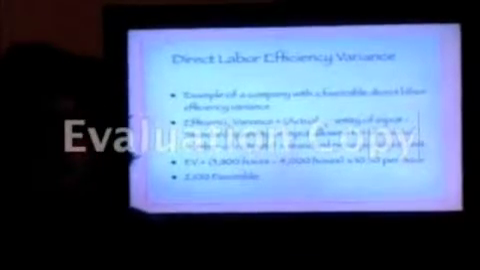Once again, these variances are very similar. Here we have the direct labor efficiency variance, which is the same equation as the direct materials efficiency variance. So you take the actual quantity of input, subtract that by the standard quantity of input allowed for the actual number of outputs. Then you multiply that by the standard price per input unit, and that gives you the efficiency variance. In this case, which we worked out before, we take 3,800 hours, subtract that by 4,000 hours, then multiply that by $10.50 per hour. That gives you a favorable direct labor efficiency variance of $2,100.